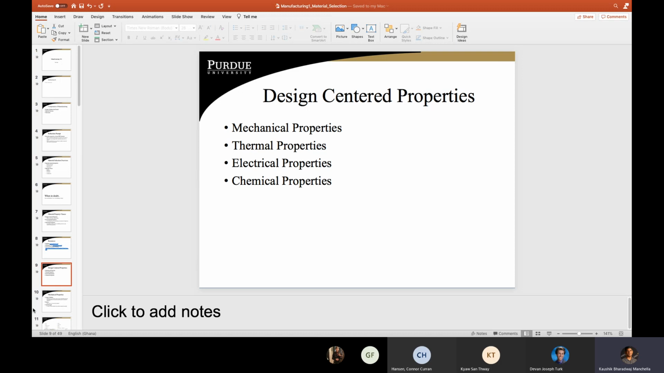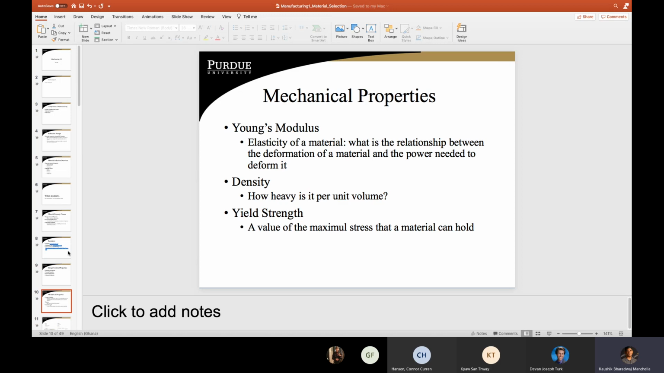because yes, we have children interacting with the enclosure, but it's not going to come in contact with water or be in contact with other chemicals that can affect the performance. So, going to mechanical properties.